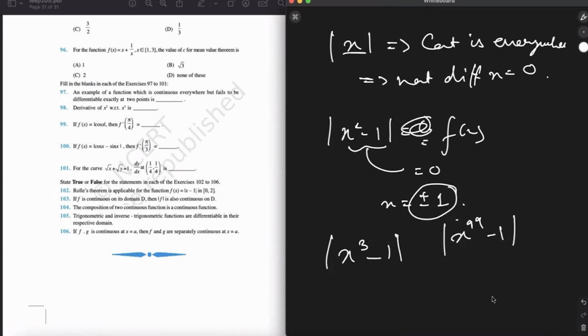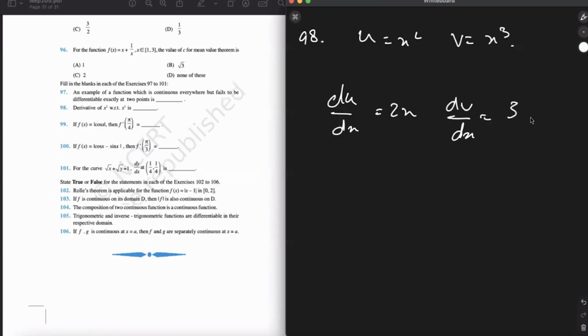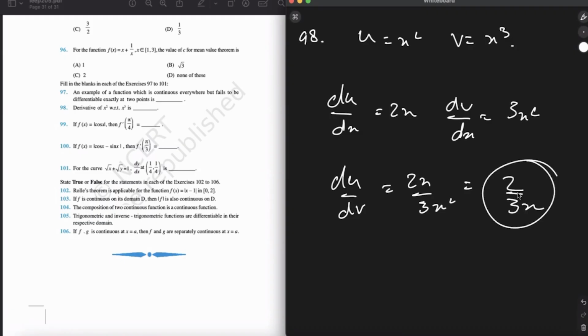Okay, so moving on, this was 97, now question number 98. What we have is the derivative of x² with respect to x³. So u = x², v = x³, du/dx = 2x, and dv/dx = 3x². Now, du/dv will be equal to 2x / 3x². Simple algorithm, simple procedure. 2/(3x) will be the answer.